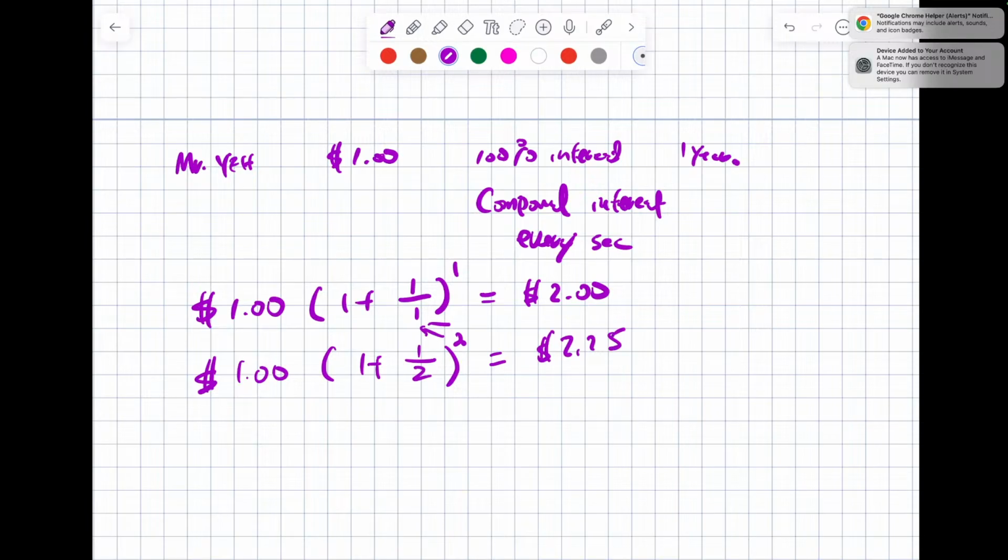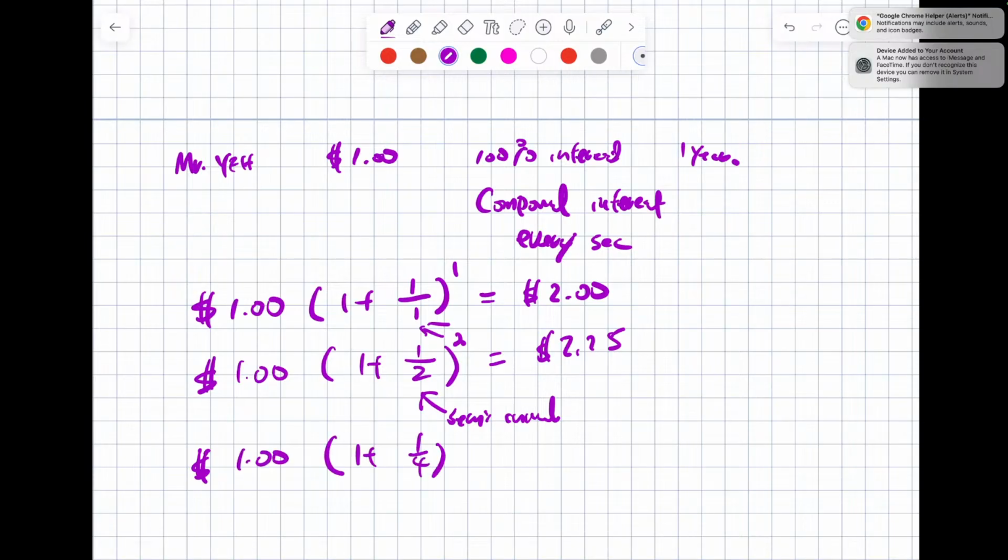You can take out a calculator, so I need a calculation. So this is semi-annually, right? Now, what if I said, hey, how about quarterly? 1 plus 1 over 4 to the what? 4, right? So this one I need Caleb's help. This is quarterly. I have to accumulate interest 4 times a year. So at the end of 3 months, I'm going to charge you interest. Caleb, what am I going to get? $2.44, right?